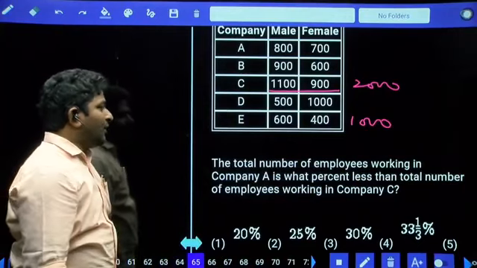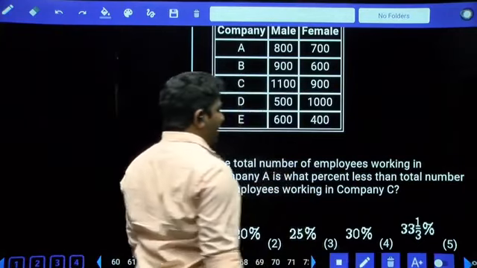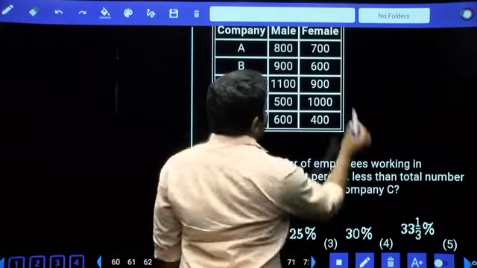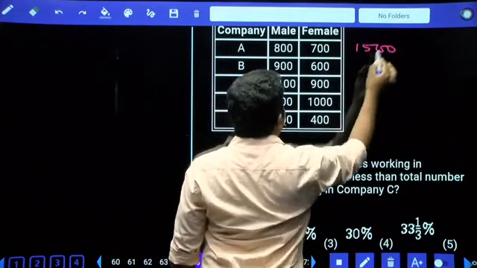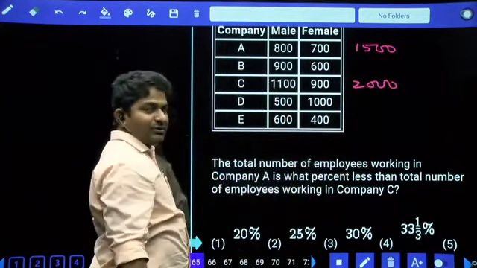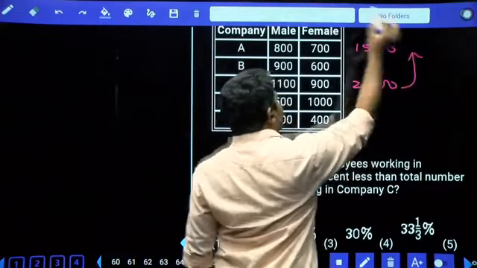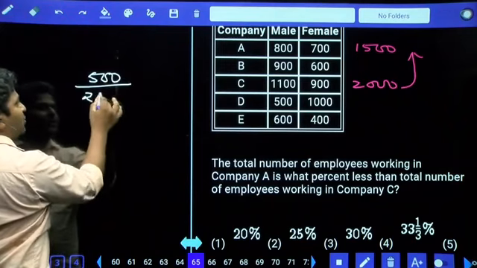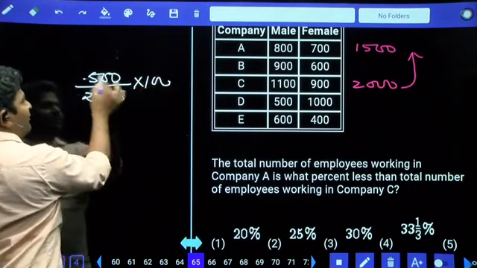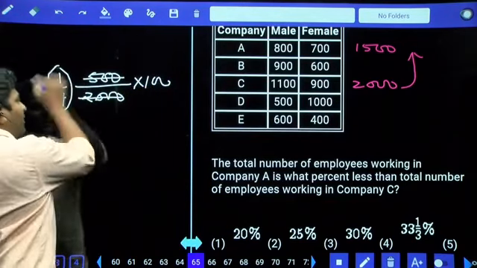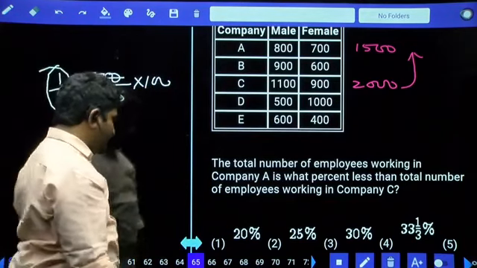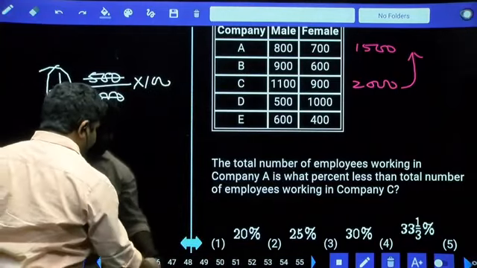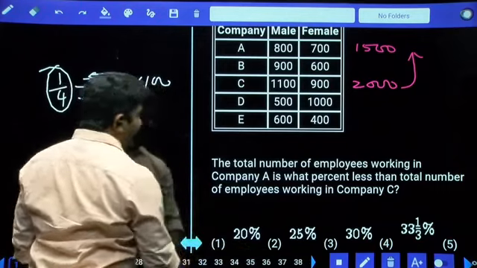Fifth option answer. Total number of employees working in company A is what percent less than total number of employees working in C? Total employees working in A is 1500, and C, just now we calculated, it was 2000. Now we were asked to calculate 1500 is what percentage less than 2000. 1500 is 500 less than 2000, 500 divided by 2000 into 100. 500 ones and then 4 times. So 1 by 4. 1 by 4 in the sense 25%. Second option answer. So apart from 31 to 35 where we have caselet, we have completed everything.